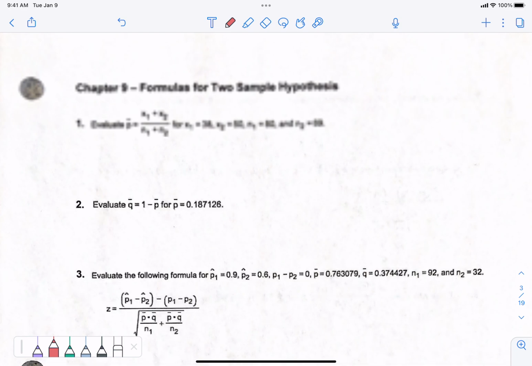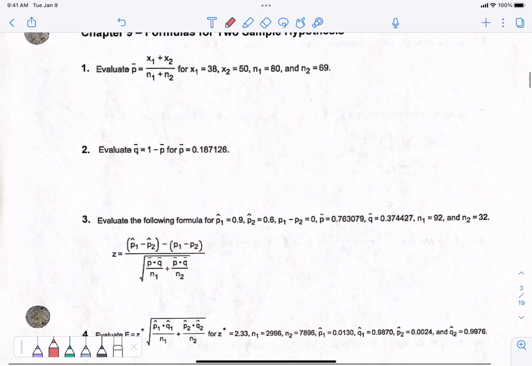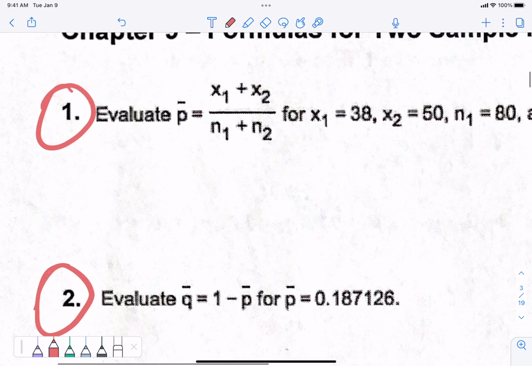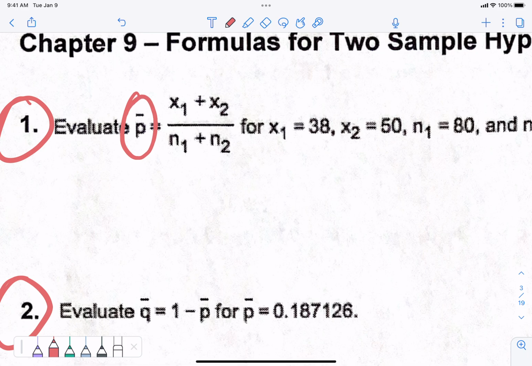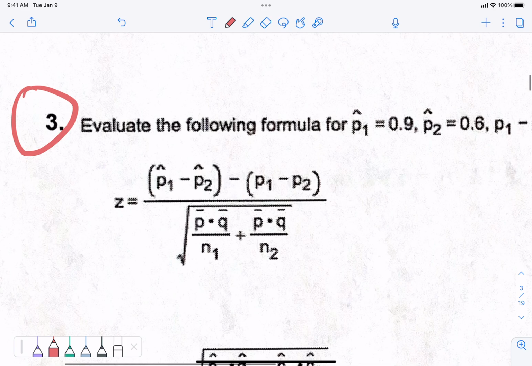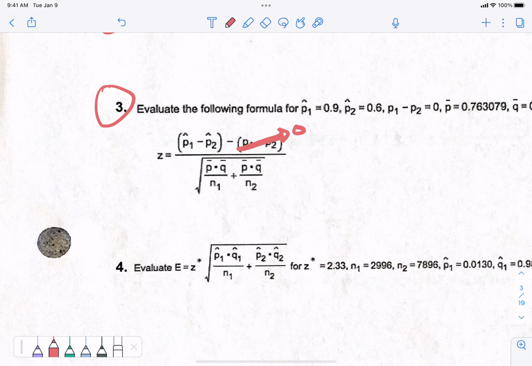Okay? 1, 2, 3, all the way through. Man, oh man, look at this madness. So what we're doing is plugging stuff in. We don't know how to do number 4 yet, so 1, 2, 3. Pay attention to what they're asking you to find. Here, they're just finding P bar. That's easy. Here, they're having you find Q bar, if this is P bar, right? They're trying to make it easy on you. Number 3, plugging all of the things in, keeping in mind that this guy should be 0.